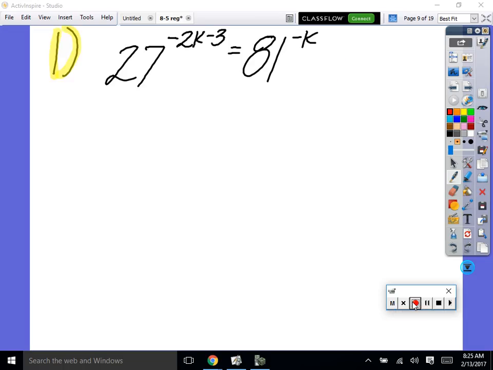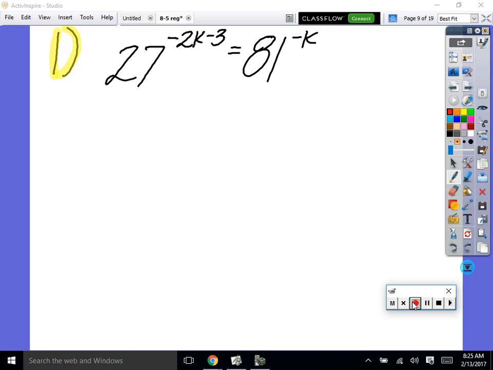Take notes during this because there will be a problem like this on the exam. And there's not very many practice problems. In fact, this is pretty much the only one on here. So we have 27 raised to the negative 2k minus 3 equals 81 raised to the negative k. Now, what I want you to notice is different about this problem versus the problems we've done so far. Look at problems 3 through 10. All of those only had one base, correct? You see how this one has base 27 and base 81.